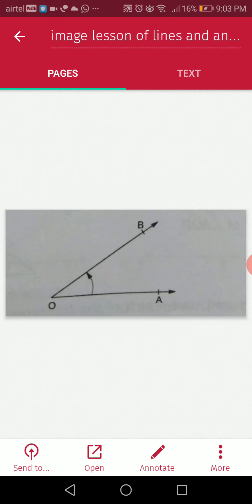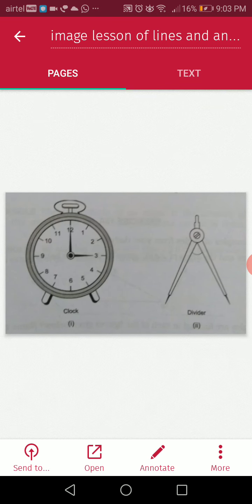If I join two rays, what will it become? Yes, it will become an angle. These are two examples from our daily life. These are examples of angles.